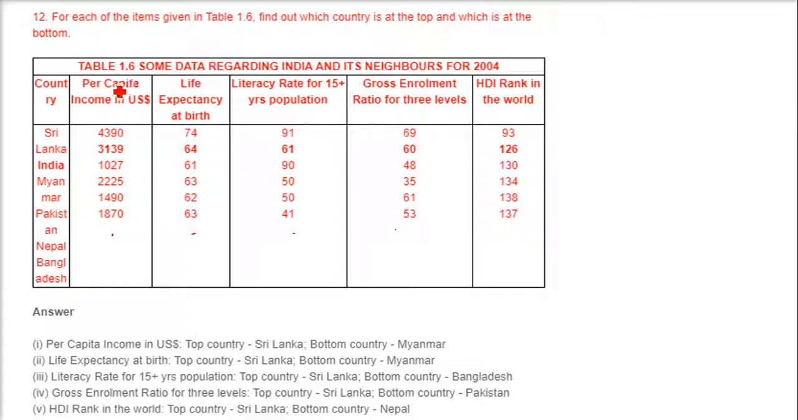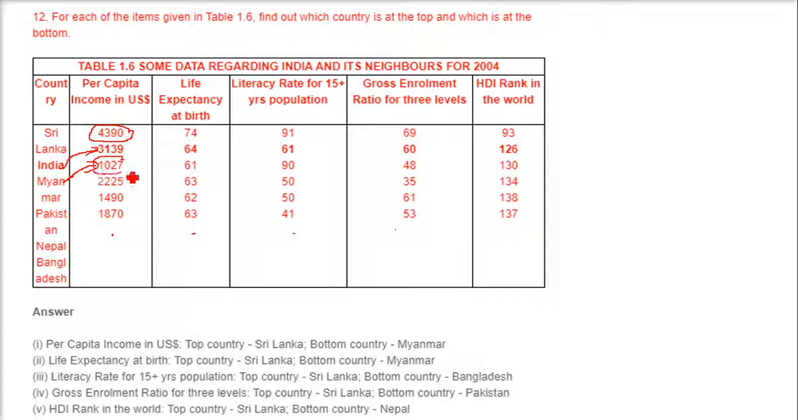So let us start with the per capita income in US dollars. The top country in per capita income is Sri Lanka, 4390. And the lowest is what? It's Myanmar. This line is for Myanmar. This is for India.